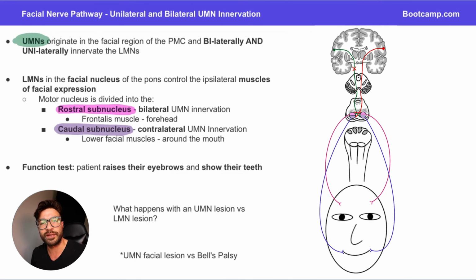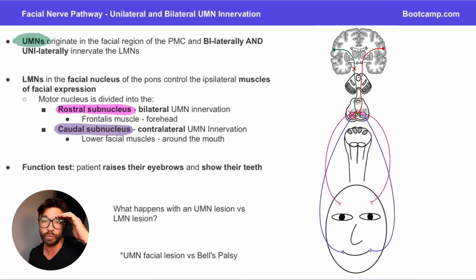Now, what's going to happen if we have a lower motor neuron lesion? Let's say we wipe out this entire facial nerve nuclei. This is going to have ipsilateral effects, because remember, these cranial nerve nuclei are going to be on the ipsilateral or same side as their cranial nerves which come out. So we're no longer going to receive stimulation to the frontalis muscle via that rostral subnucleus. We're no longer going to receive stimulation to the lower facial muscles via that caudal subnucleus. So what you're going to see is complete facial droop.